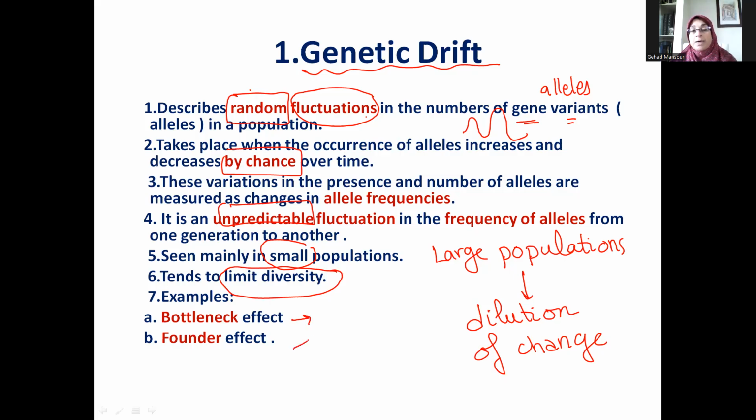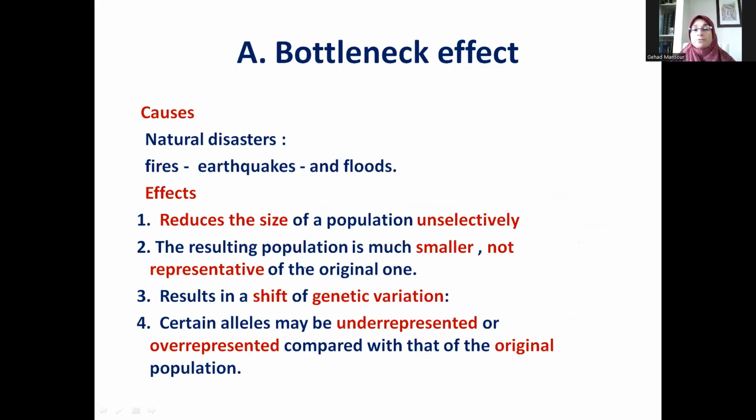And we have 2 examples that are very interesting. The first one is the bottleneck effect, and the second one is the founder effect. The bottleneck effect talks about natural disasters, like fires in a place, earthquakes and floods. So actually, what happens is that there are many people who pass away during these catastrophes, and this will result in the reduction, of course, of the size of the population because many people died.